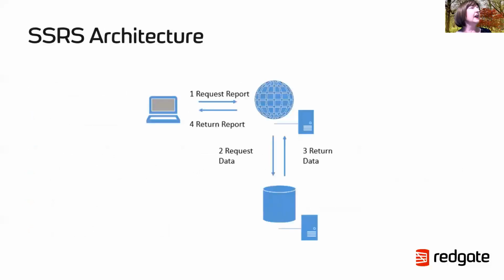This is kind of how the architecture looks. Let's see. I'm going to see if I can turn this little laser pointer on here. So let's say you're running your laptop at work, and in your intranet you have some links to some reporting services report. So you click the link to request a report, and that request goes to a web server that is running reporting services.